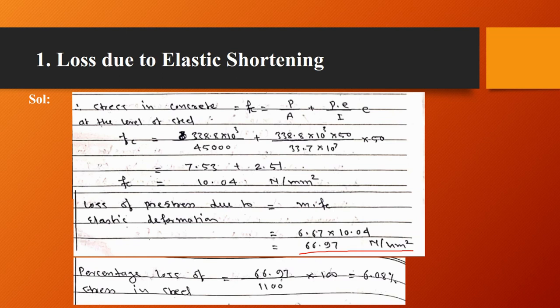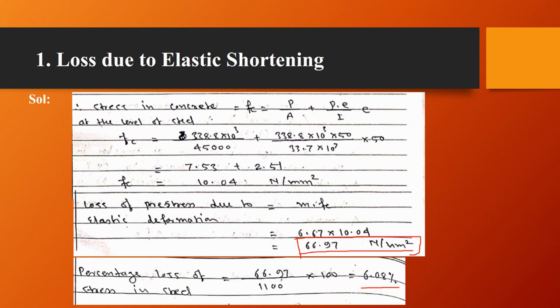The initial pre-stress we have applied is 1100 Newton per mm square, and out of that, 66.97 Newton per mm square stress is going to reduce after some time due to the shortening of concrete. So now we have to calculate the percentage loss. The percentage loss will be equal to the loss of pre-stress divided by the original or initial pre-stress, into 100. In this case, the percentage loss will be equal to 6.08.